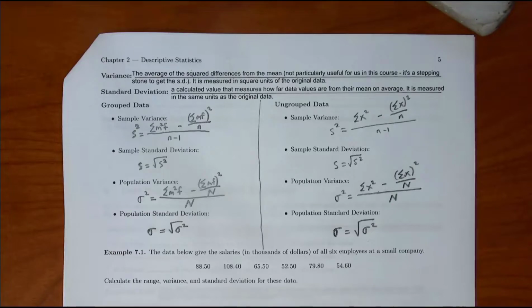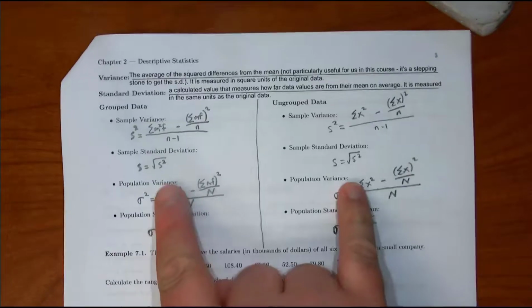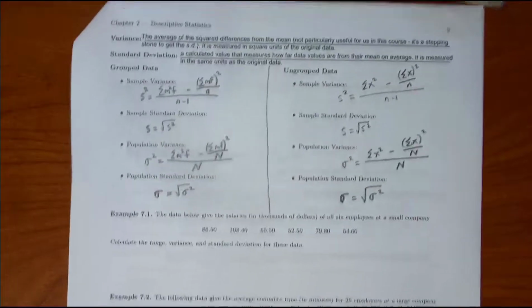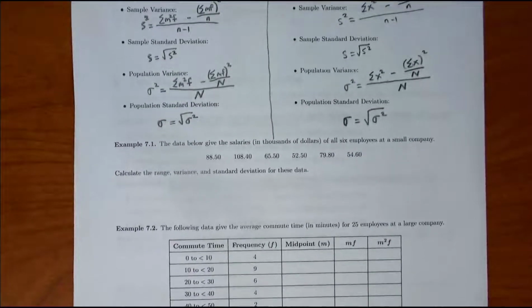So far we haven't done any of these calculations, and we haven't done any grouped calculations yet. So we're going to do grouped calculations in just a minute. So let's do an ungrouped calculation first, and let's see what our data say. It says the data below give the salaries in thousands of dollars of all 6 employees at a small company. Calculate the range, variance, and standard deviation.